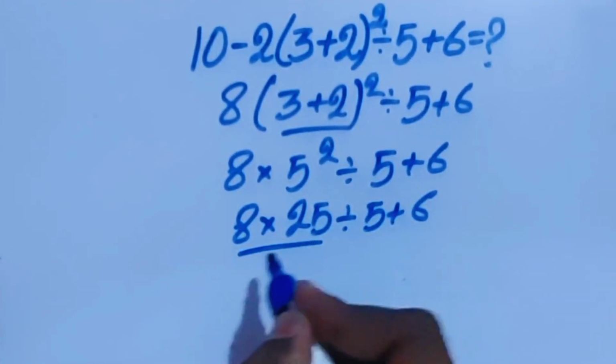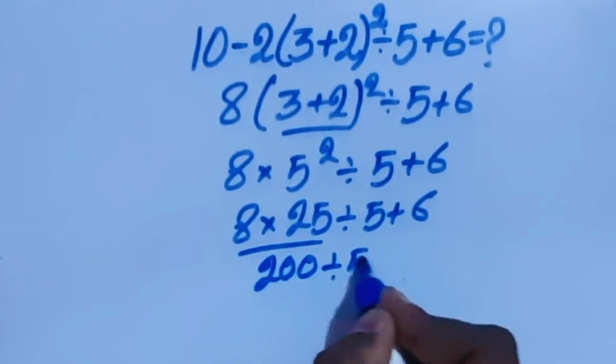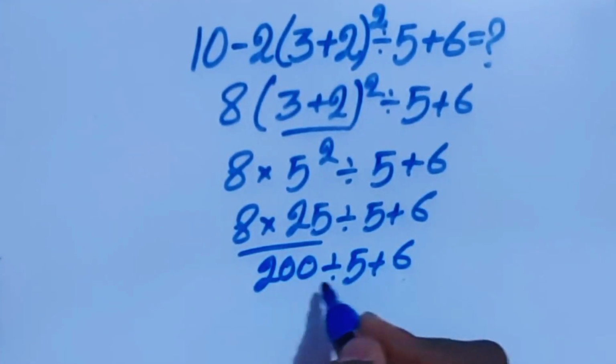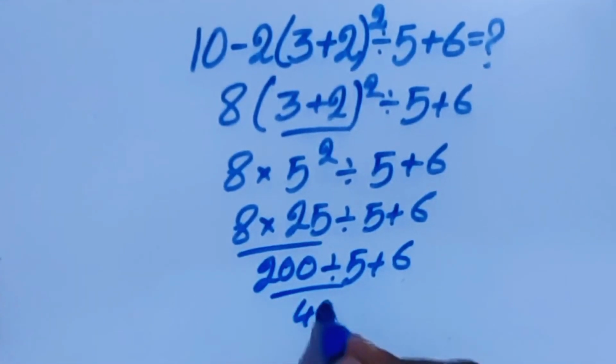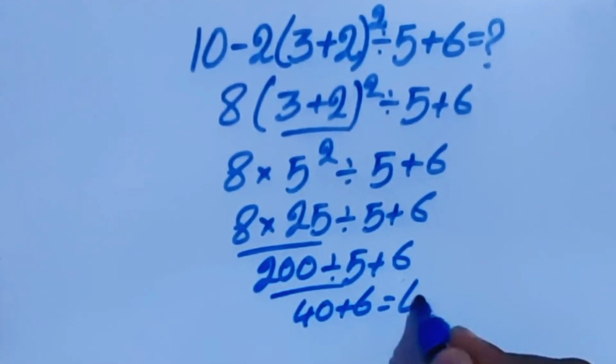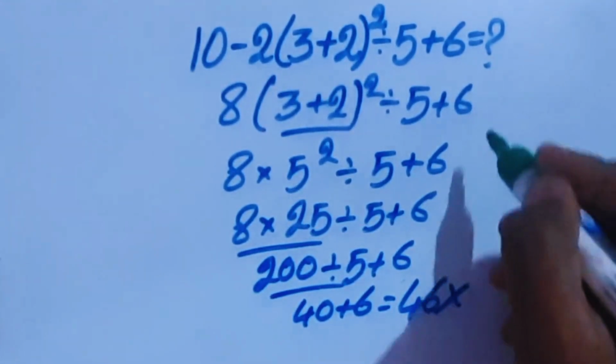Here 8 times 25 is 200, divided by 5 plus 6. Here 200 divided by 5 is 40, plus 6 equals 46, which is the wrong answer. As per the order of operations, this 46 is the wrong answer.